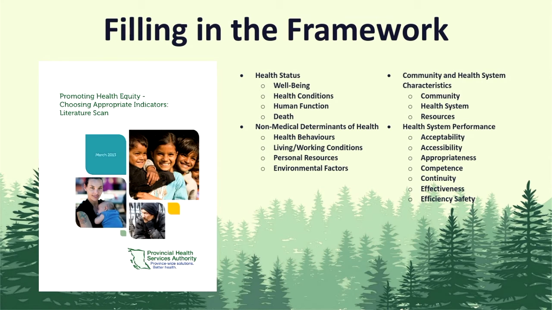So PHSA released a literature scan in March 2013, all about choosing appropriate health indicators. And in this paper, several reporting frameworks were analyzed. So the PHSA concluded that the Canadian Health Indicator Framework would be the best at presenting the domains and indicators with a health equity approach, while also being the most adaptable to BC. And the indicators included in this framework are listed on this slide.